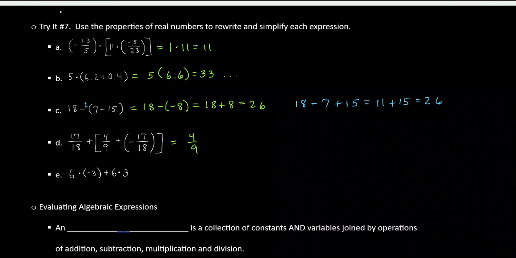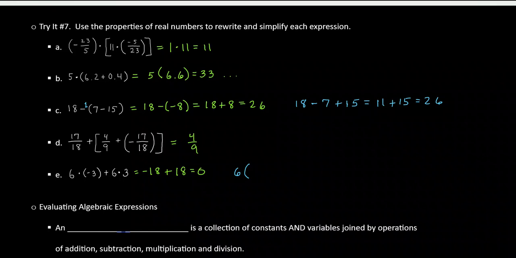And the last one here, you can do 6 times negative 3 is negative 18, plus 6 times 3 is 18, and get 0. Or you could do, let's see, it's good to recognize and know how to do this. You can solve it fine this way, but it's good to recognize that there's a 6 in the first part and a 6 in the last term here. So you can factor out a 6. It's kind of like doing the reverse of the distributive property.